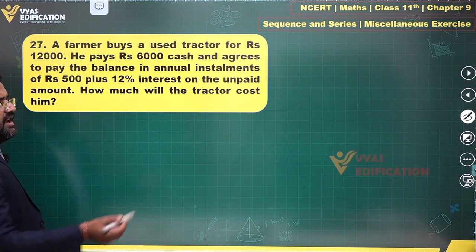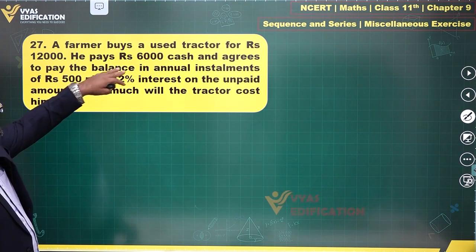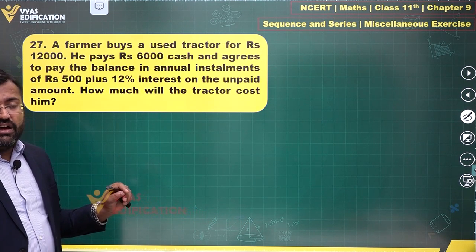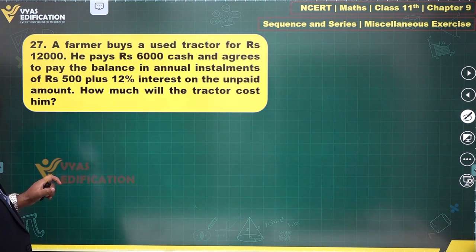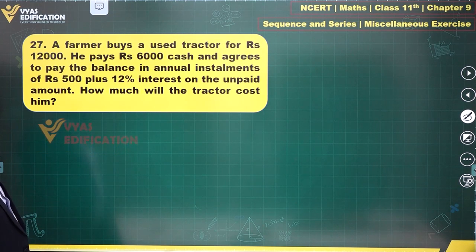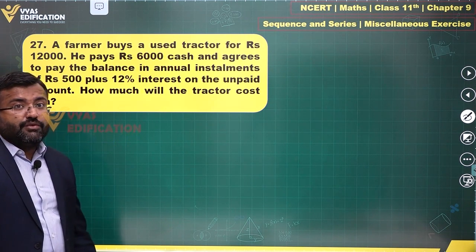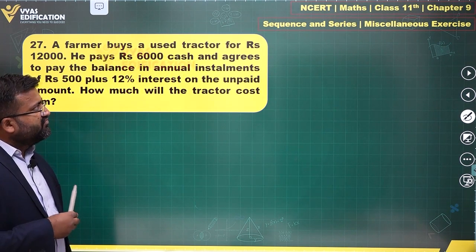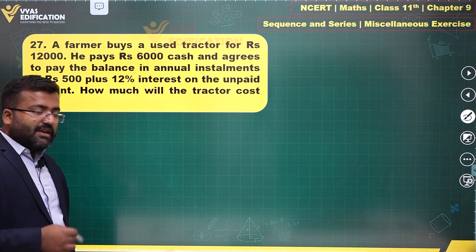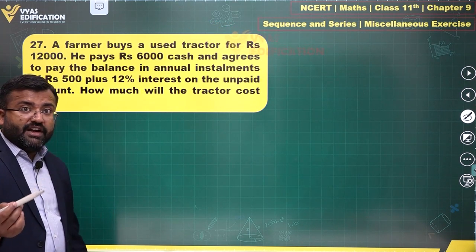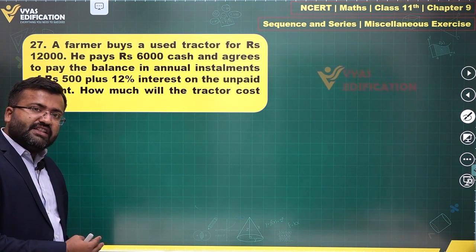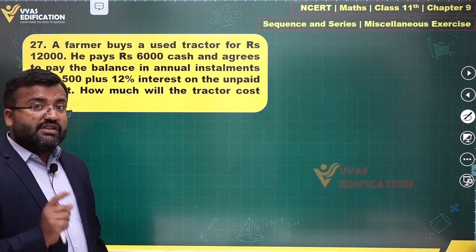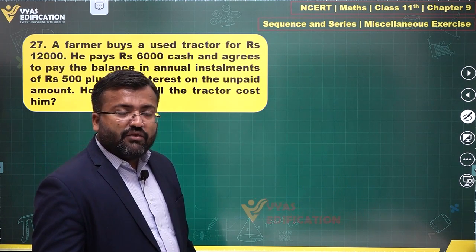So, how much will he pay? So, 500, 500, 500 up till this annual installments. Annual installments will imply 12 installments, right? Pays rupees 6,000 cash. Annual installments of rupees 500. What does that imply? That implies that from the remaining 6,000 some interest would have accumulated, right? So he pays 500 out of that 6,000 plus the additional interest that has been accumulated, interest over 6,000. At the end of the next year, what does he have?